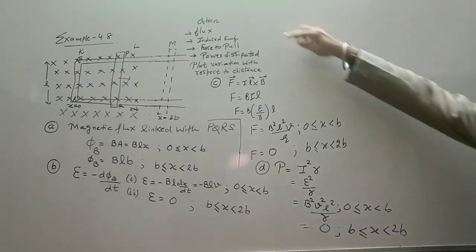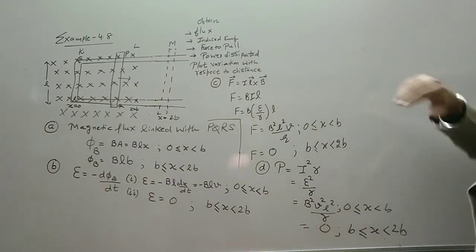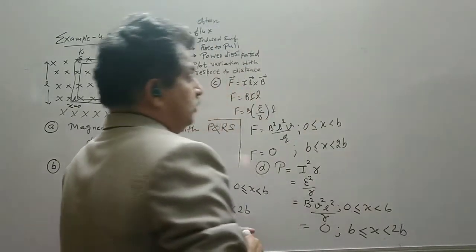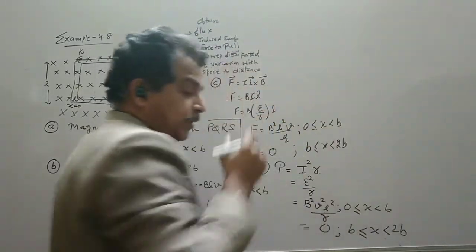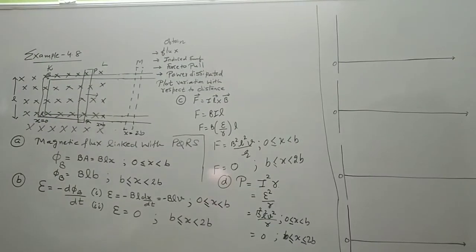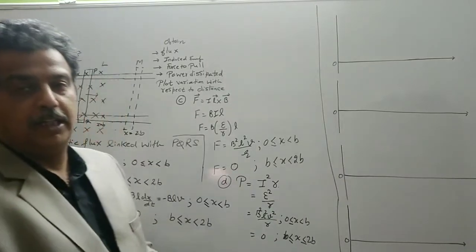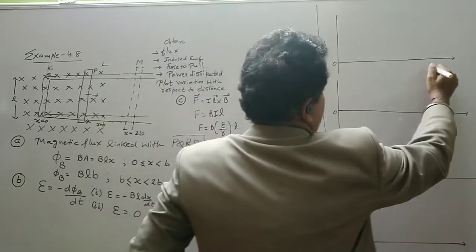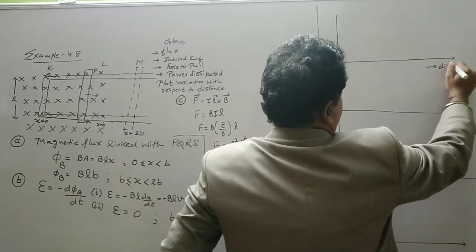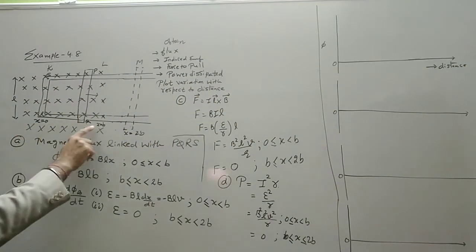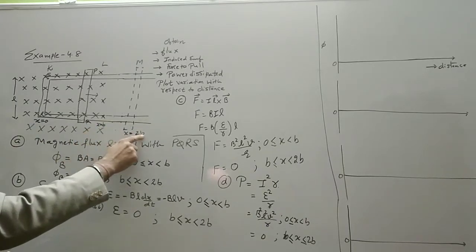So we have to plot graphs 1, 2, 3 and 4 to understand this process. Let us see the graph for all these four quantities with respect to distance. Let us plot the four graphs in a line. The first graph is flux versus distance. Now there are different regions, from 0 to B, B to 2B.